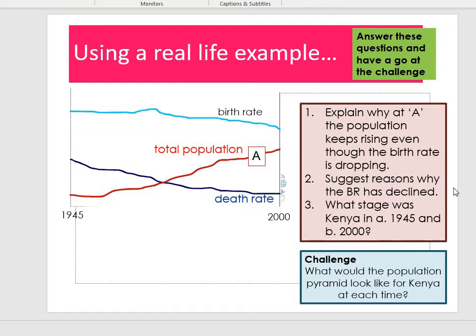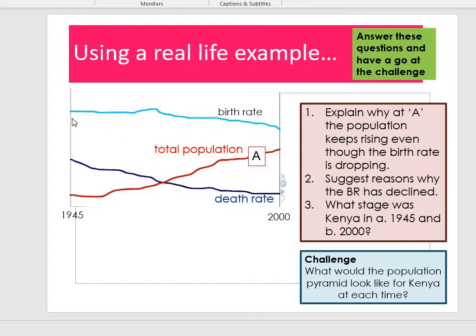For the second one, you need to be suggesting reasons why birth rate has declined. So just think about over the passage of time and the passage of development, what kind of changes are taking place that would mean that birth rate was declining. And finally, it's a tricky question, this one, is to think what stage of the demographic transition model Kenya was in both 1945 and in 2000. So we need to look at what's going on.